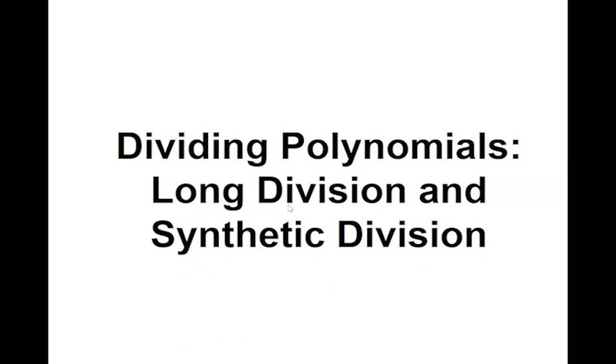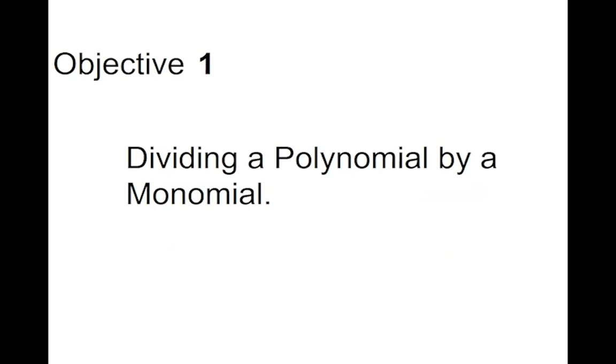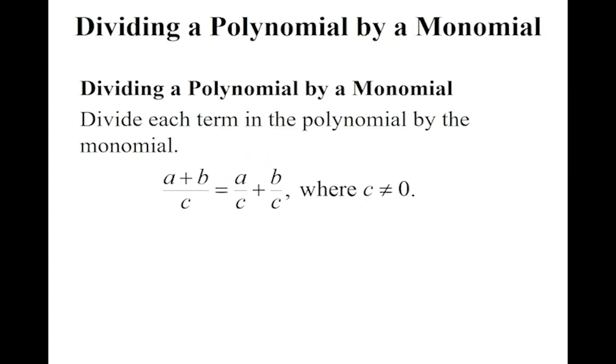The topic is dividing polynomials, long division and synthetic division. The first objective in this topic, dividing a polynomial by a monomial. So in order to divide a polynomial by a monomial, in other words, to divide by a single term, we divide each term in the polynomial by the monomial. So if we have a plus b divided by c, we would do a divided by c plus b divided by c. Obviously, since we're dividing by c, c can't be 0.